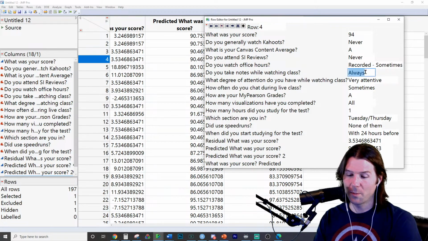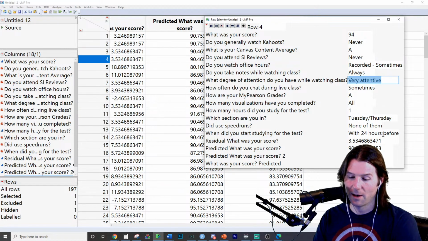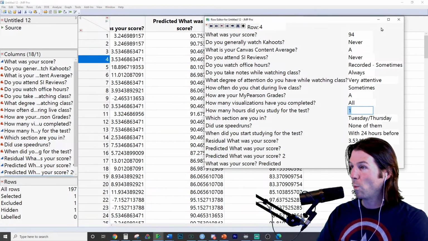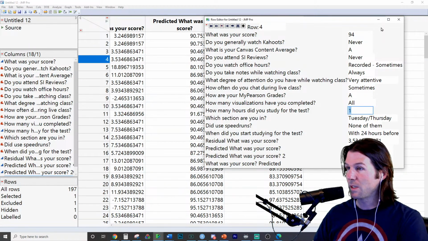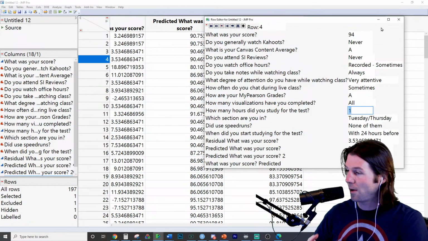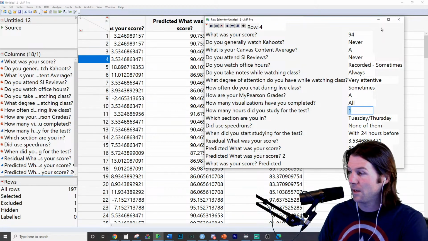They don't watch the Kahoots, but I was not shocked at this right here and these. Like, I'm not shocked by these formulas right here. And they started studying 24 hours before the test. They studied 1 hour for the test, and they made a 94. There you go. It's all about the prep. That's what we're learning right here. It's all about what you do before the test, not the night before the test.